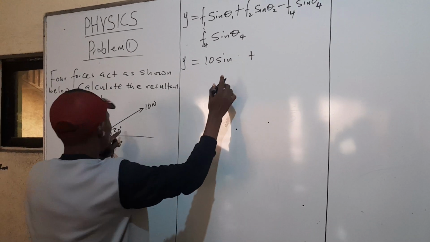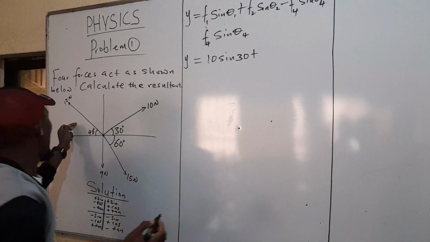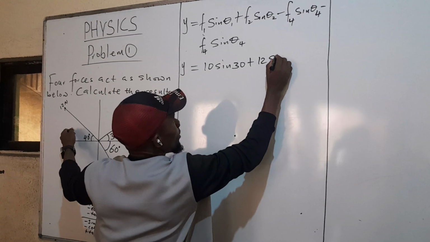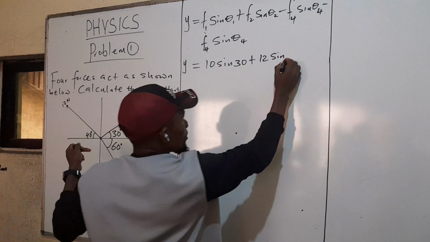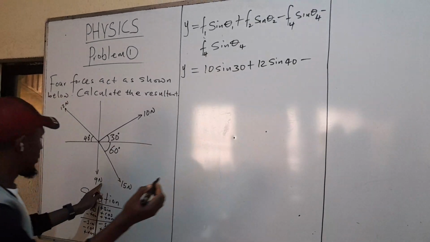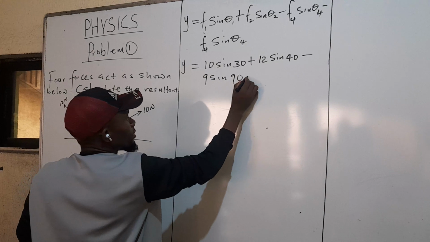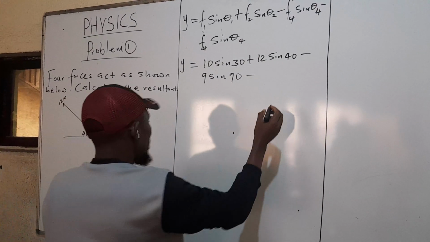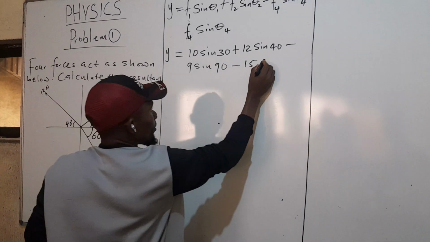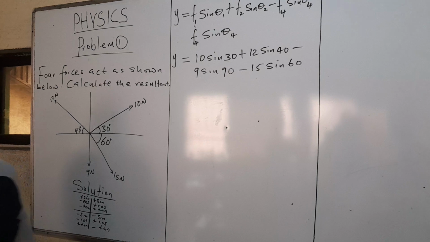My theta there is not 40, it's 30. Plus, my F2 is 12 sine; my theta there is 40. Minus my F4, which is 9 sine 90. Minus my F4 as well is 15 sine 60. Okay, so let me get my calculator.